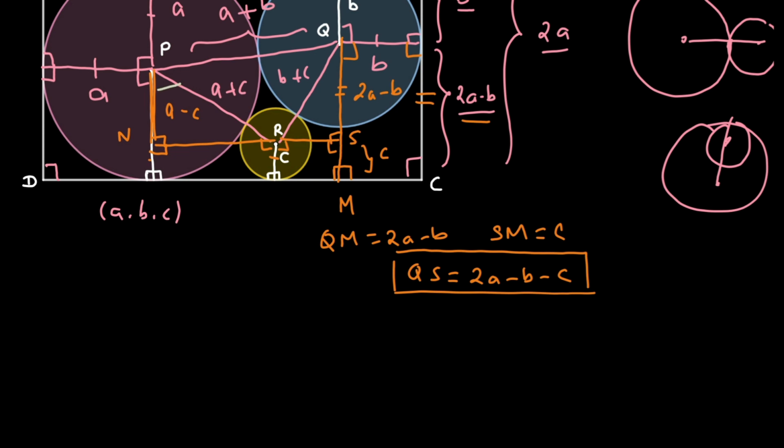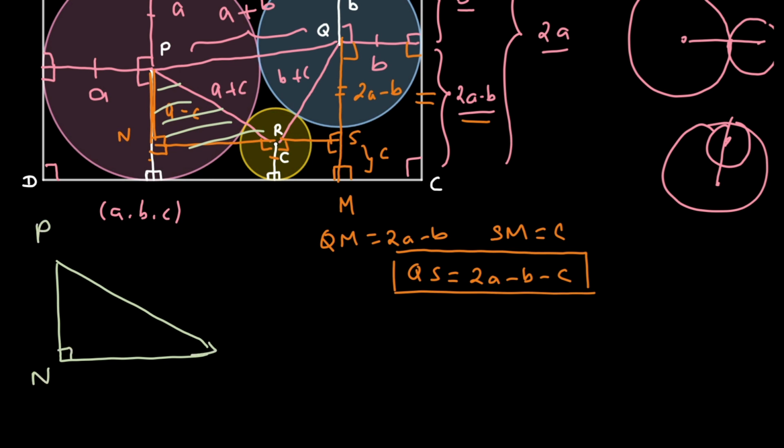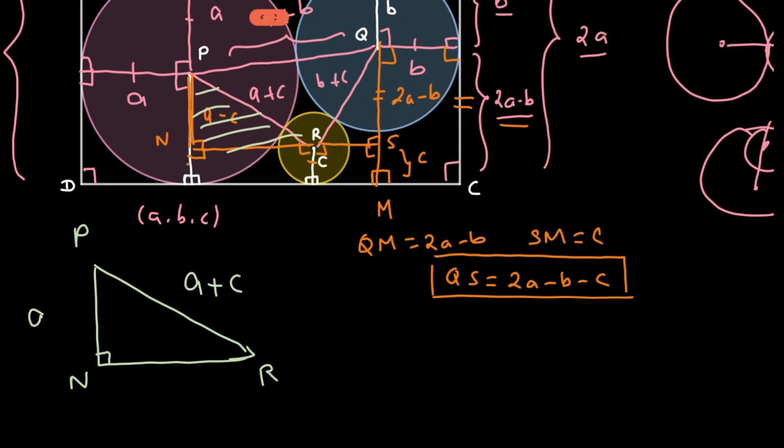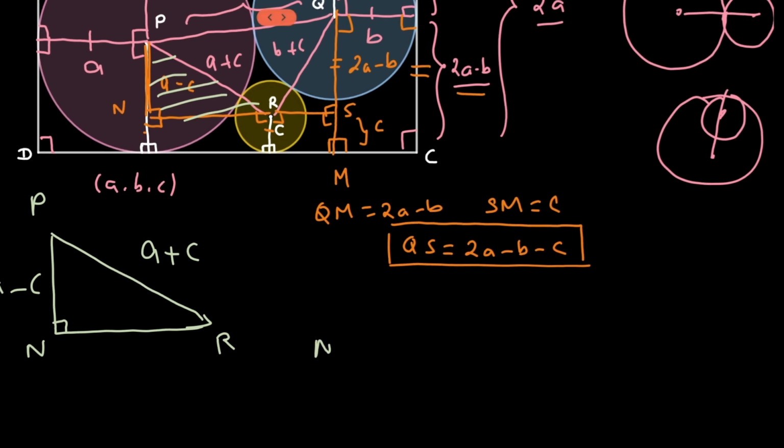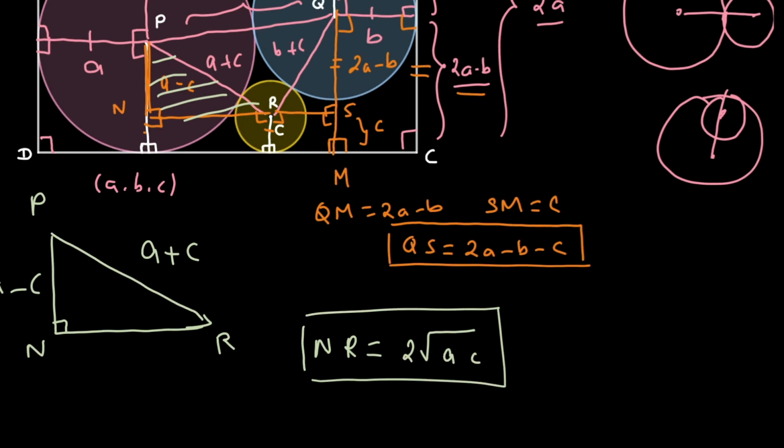Now in this diagram, take this triangle PNR that is present like this and this. The 90 degrees over here. The points P and R. The length of PR we have got as a plus c. The length of PN we have got as a minus c. Therefore, by Pythagoras theorem, the length of NR would be equal to 2 times square root of AC. Okay, keep this as it is.